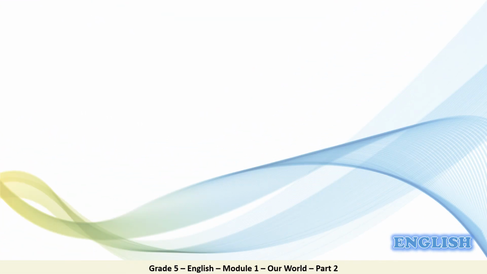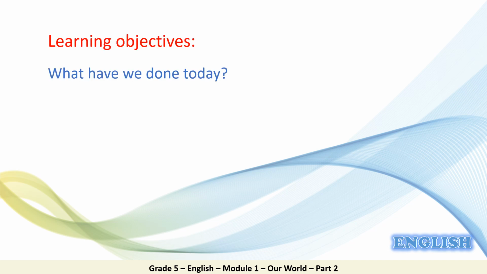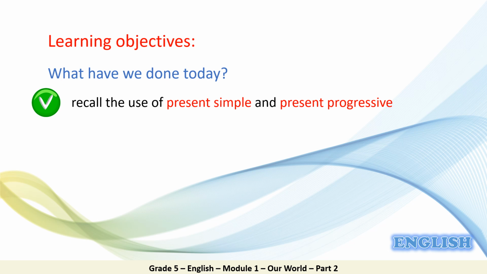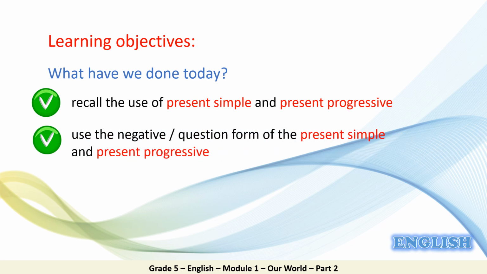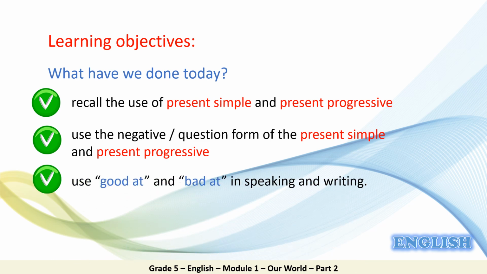We have finished our lesson for today, so let's take a look at what we have done. Number 1, recall the use of present simple and present progressive. Number 2, use the negative or question form of the present simple and the present progressive. Number 3, use good at and bad at in speaking and in writing.